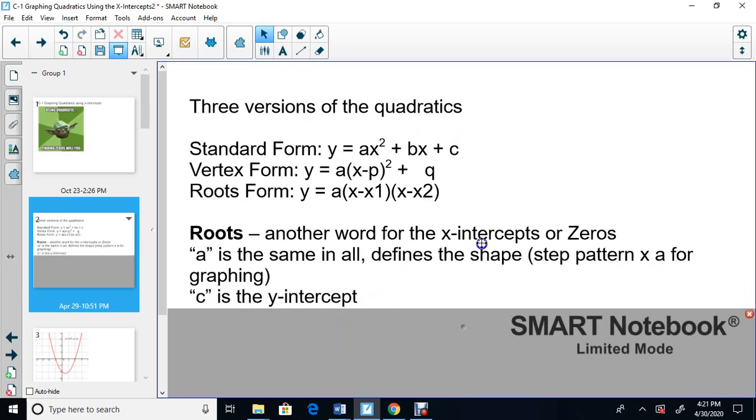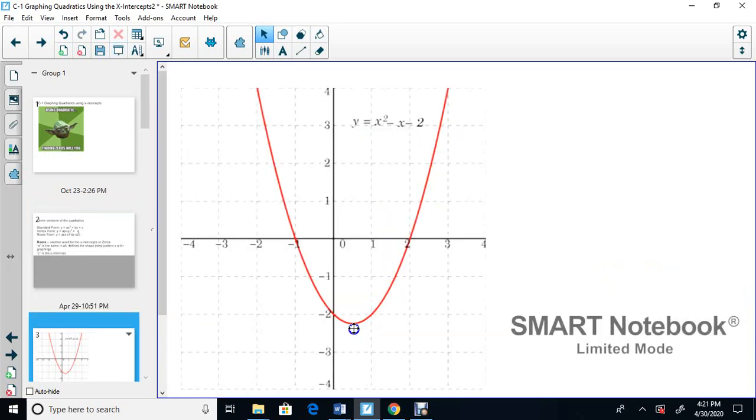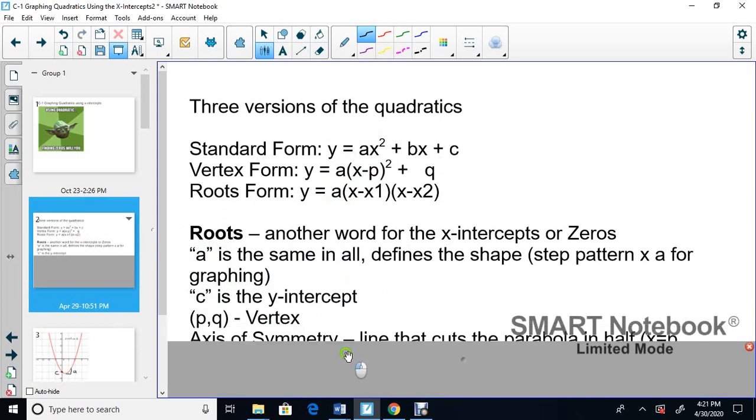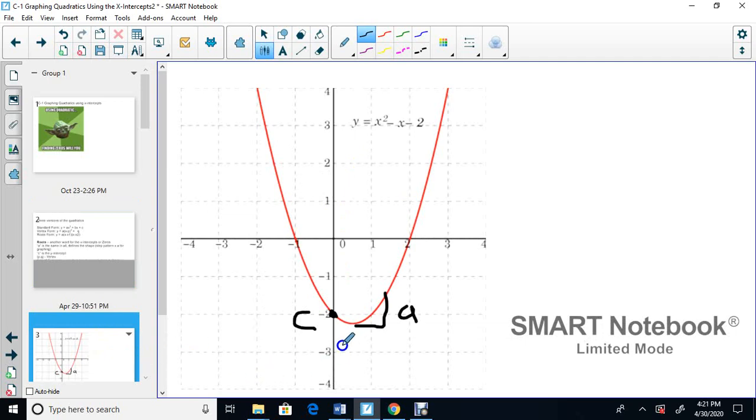c is the y-intercept. So look, I have a little graph here, so let's label. So a is the step pattern. So with our a, you go over one square and up one. This is our a. Here's our y-intercept. That's our c, or our y-intercept. Okay, let's see what else we've got here. c is the y-intercept. a is the same in each of these equations. (p, q) is the vertex. So over here, this point at the bottom that I found right here, this is our p comma q. So let me write it out.